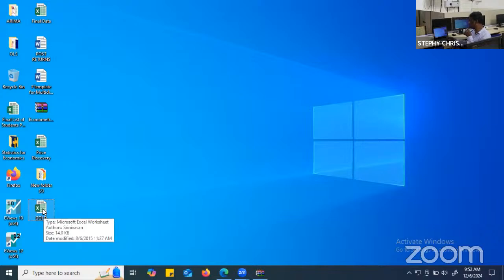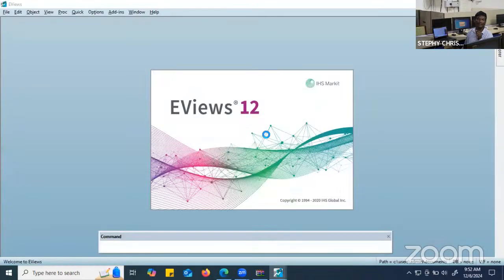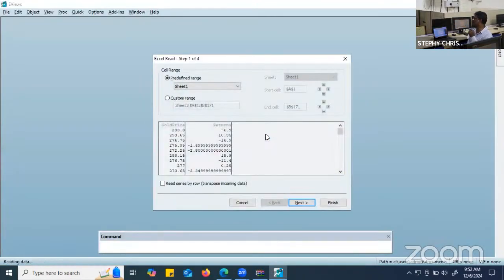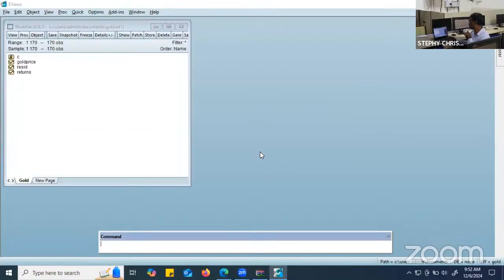Just drag and drop on the EViews icon. It will open. Okay, so look at the step here. Don't need to give the further details. Let's just finish it. I don't want to pull out anything from an external source. That's it. Give no by default. So you got this page? Okay.